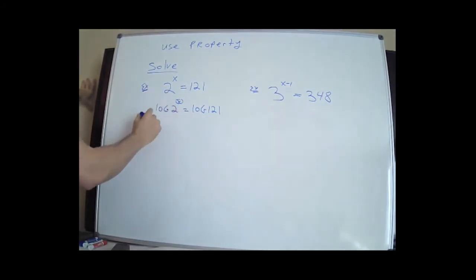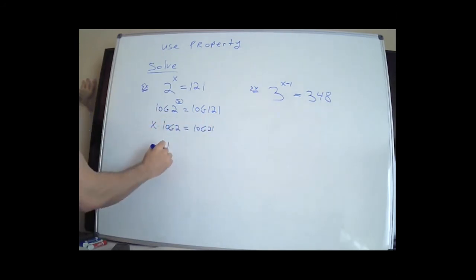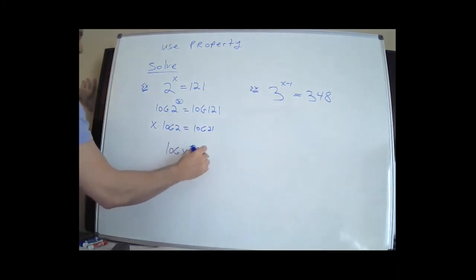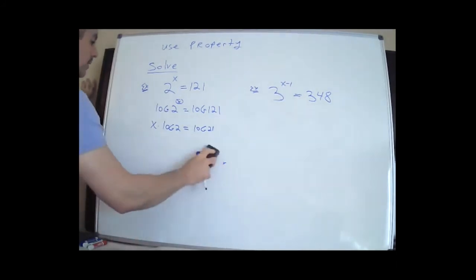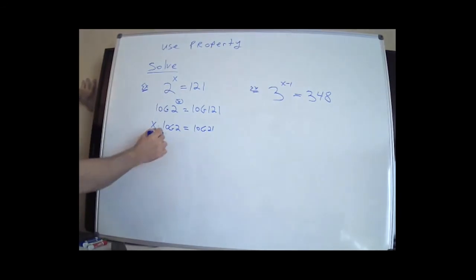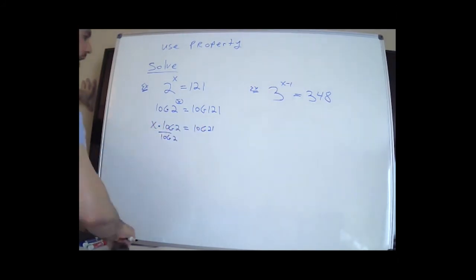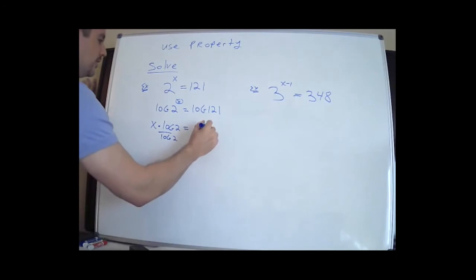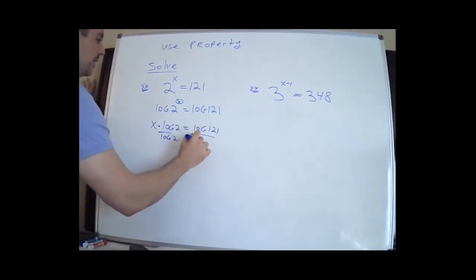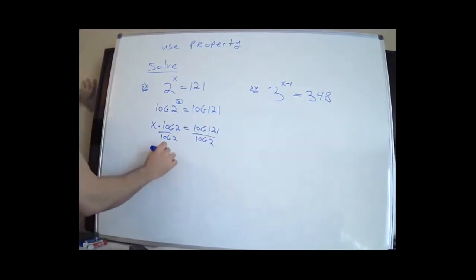Step 2 is to take that power and move it into the front, multiplication, right? That was the log property. The property says if you do log of something to a power, you can put the power in the front. You're going to use this constantly, so it's very important that you understand it. Now, I want to solve for x. This is multiplication, so you divide. Whoops, I wrote 21 instead of 121. So log 121 divided by log 2. There you go.